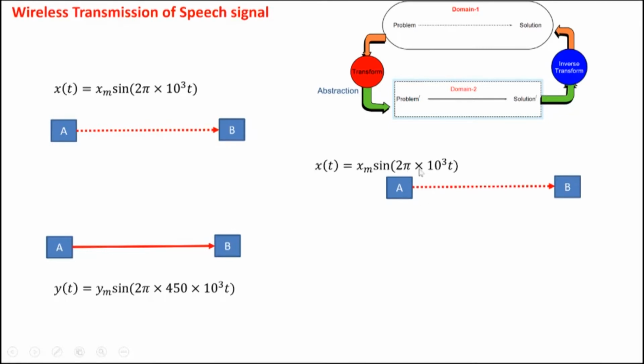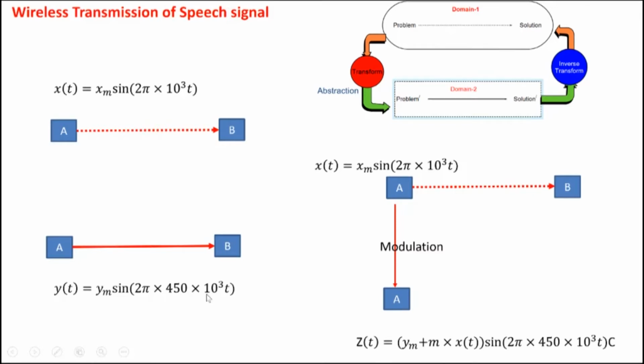Well, we take our speech signal, the sinusoid sin(2π × 10³ t), and we use the concept of modulation. We take a high frequency signal, which is easy to transmit wirelessly, and we modulate its amplitude. The normal amplitude is Ym, but we modulate the amplitude with this particular signal. In effect, we are making this signal ride on top of the high frequency signal.